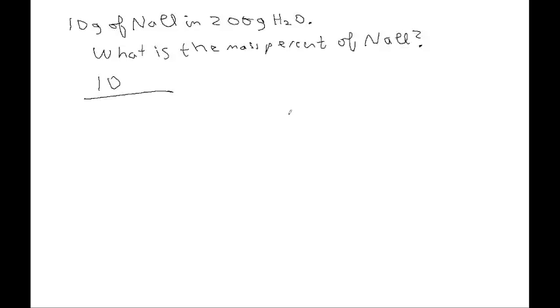So then in that case, I just take 10 grams plus 200 grams for a total mass, which is 210. And then I take 10 divided by 210, and that gives me 4.7% mass of the solute. What does this mean? This means that 4.8% of the mass comes from sodium chloride.